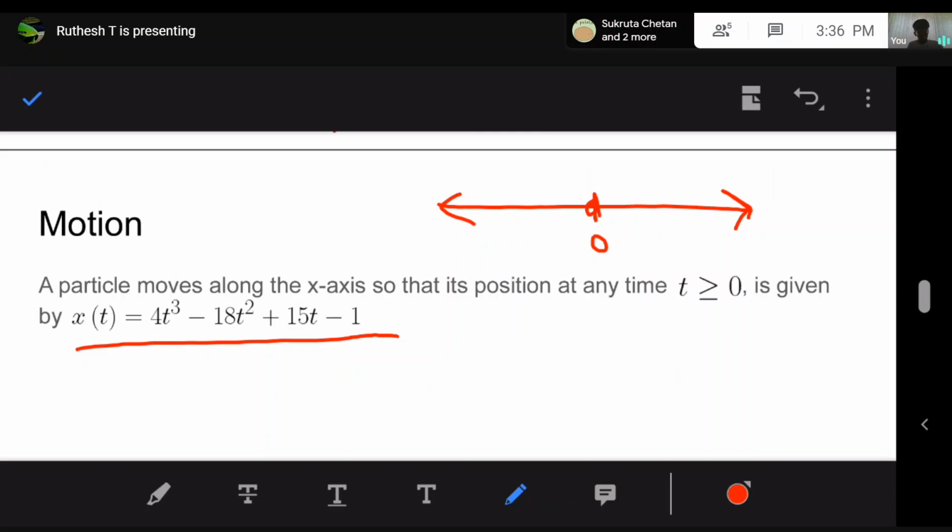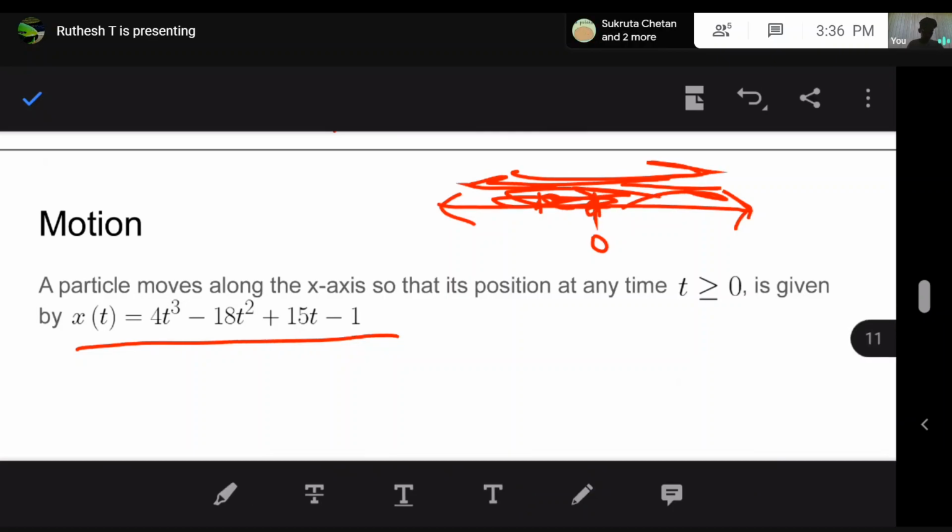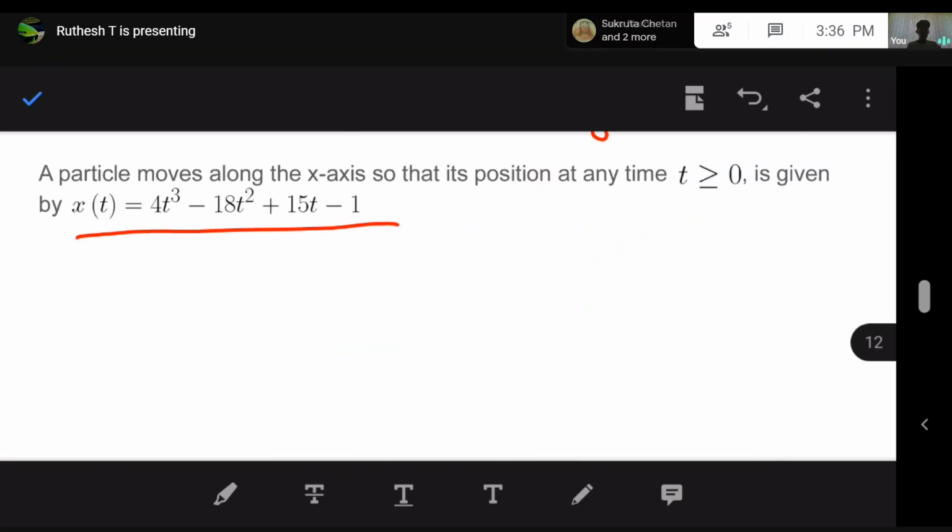At time t equals 0, the position is going to be at -1, so it's going to move there. And then at time t equals 1, it's going to be 4 minus 18 plus 15 minus 1, which is 0, so it's going to move back, and it's just going to move back and forth at different times. And there's actually a lot of stuff we can do with this one position equation.